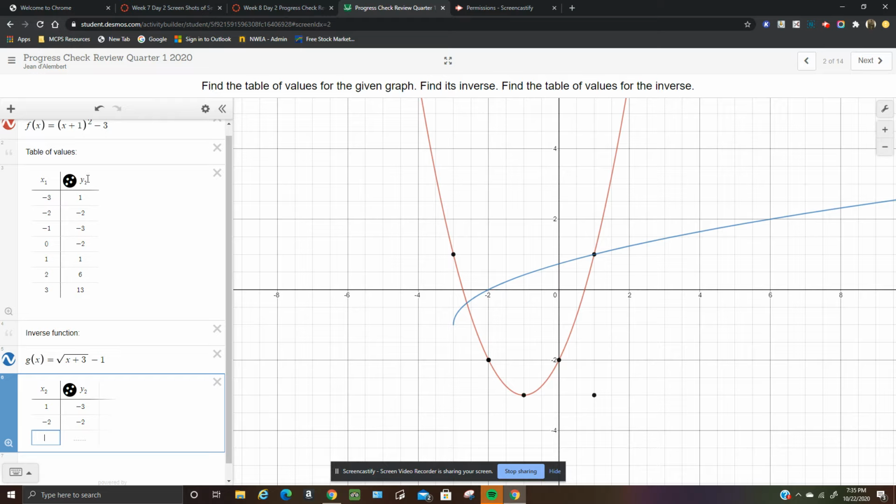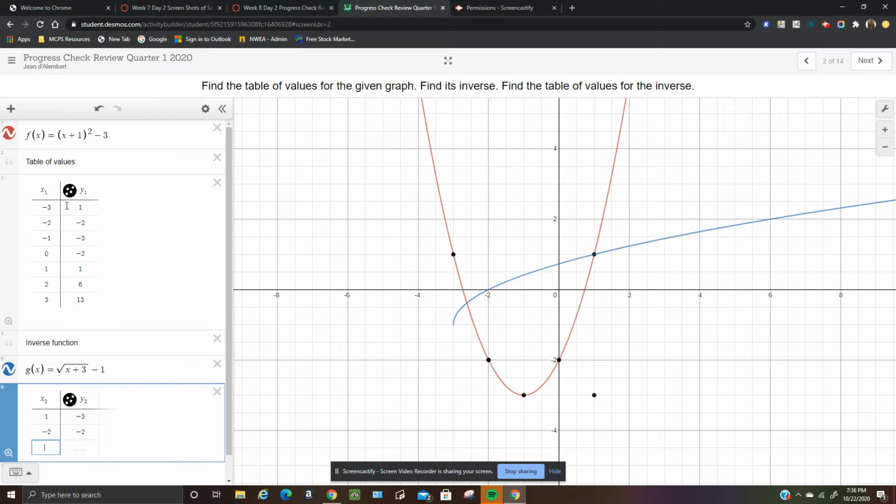Something's wrong with this point here. So if I plug in negative 3 in here, 4 minus 3 is 1.